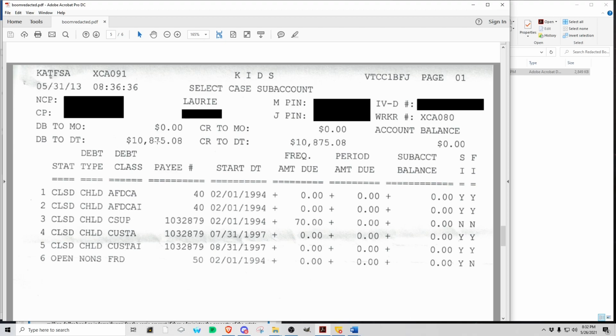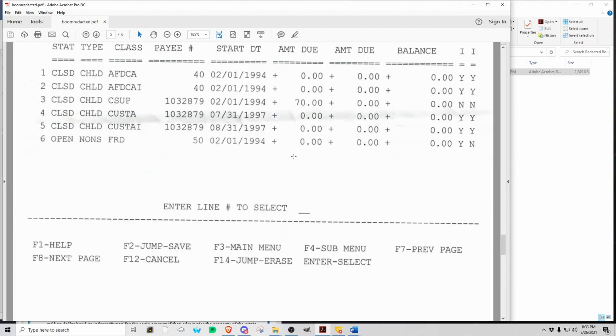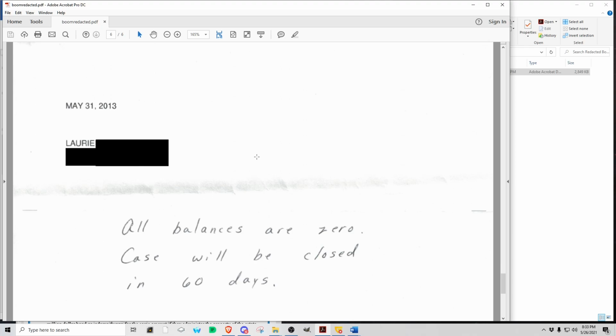Notice what it says, $10,875 over here. We were thinking this meant debt to date. The DB meant debt, and then DT was probably date. Debt to date. So they're saying, okay, here's the debt. But look, all zeros. The balance. They zeroed out everything in this account. Zeroed it all out, and then this was all that came with that.